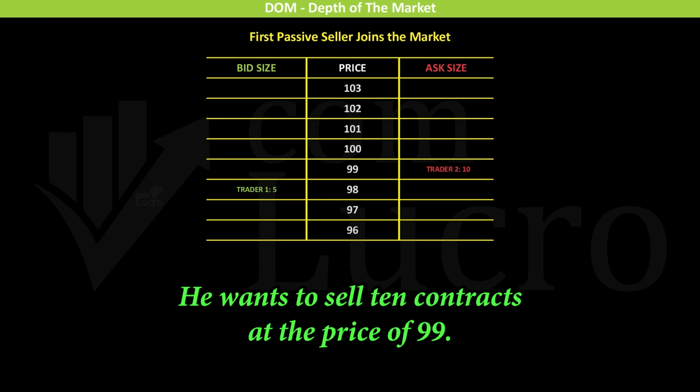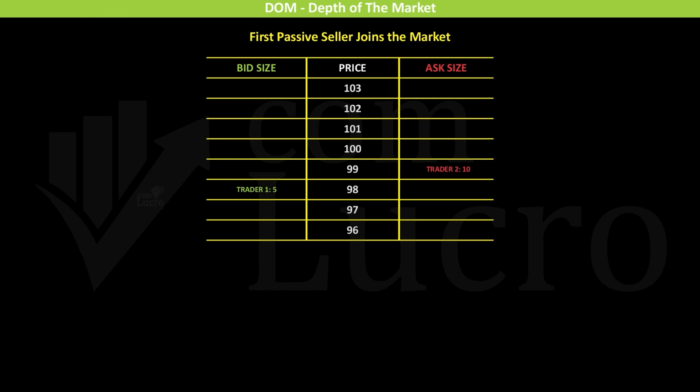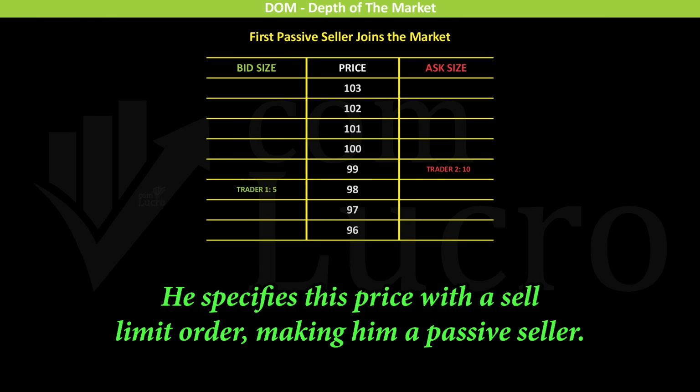One minute later, another trader arrives. He wants to sell 10 contracts at the price of 99. He specifies this price with a sell limit order, making him a passive seller.